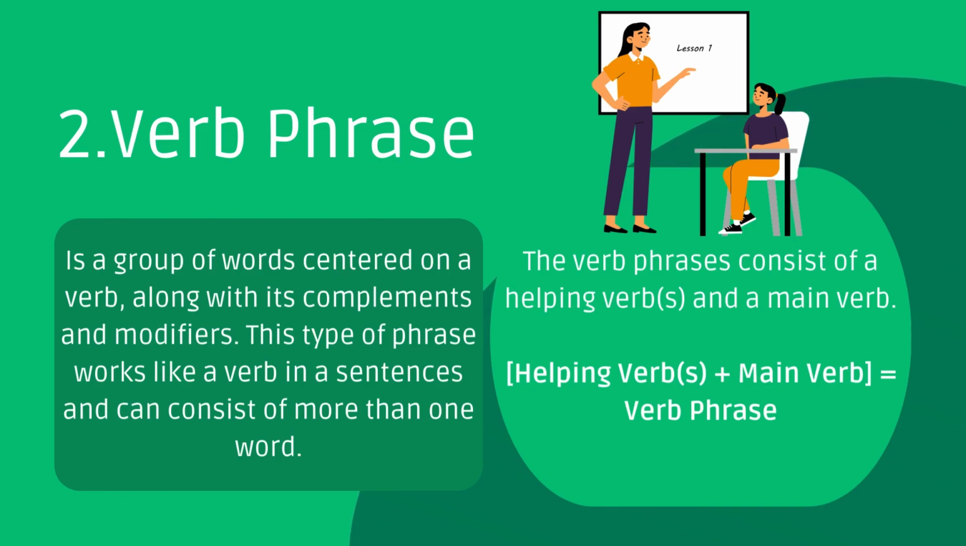The verb phrase is a group of words centered on the verb, along with its complements and modifiers. This type of phrase works like a verb in a sentence and can consist of more than one word. The verb phrase consists of helping verbs and a main verb. That is the verb phrase. Really easy.